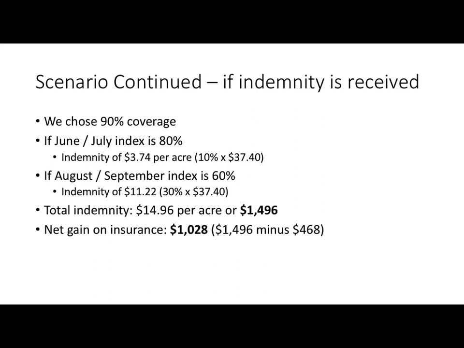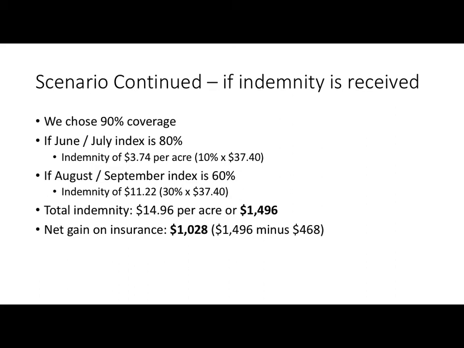Everybody follow that? Okay, same exact thing. Let's say August, September was 40% below normal. Okay, now I'm 30% below my coverage level. My indemnity for that period would be 30% of that $37.40, $11.22. Now, obviously, I stacked the cards here to teach an example. Okay, we've got an indemnity in both cases.